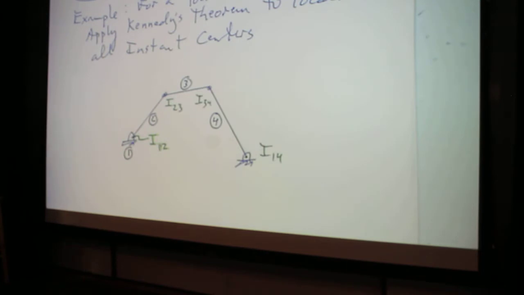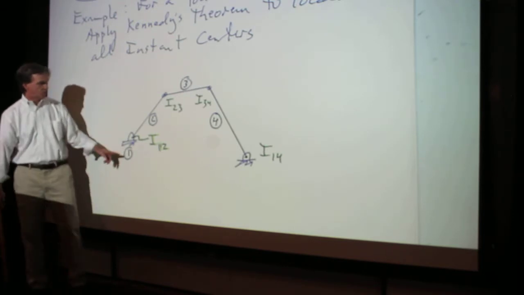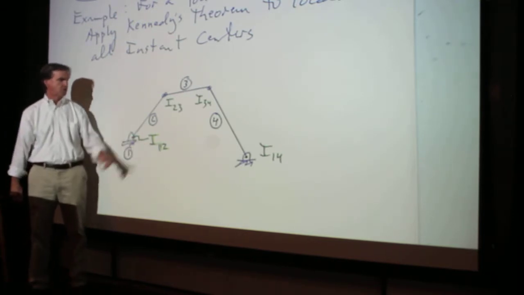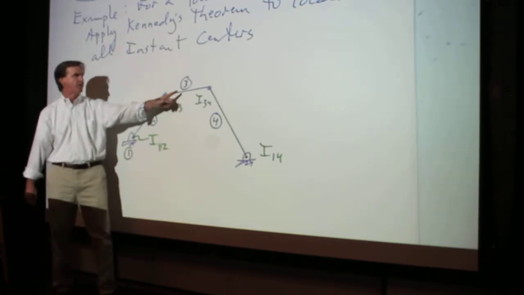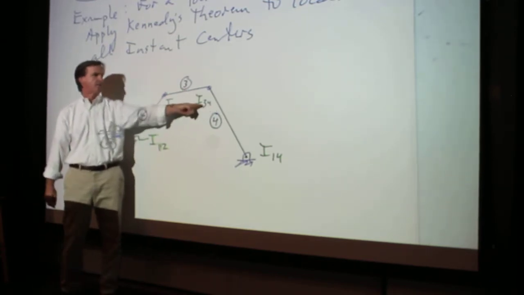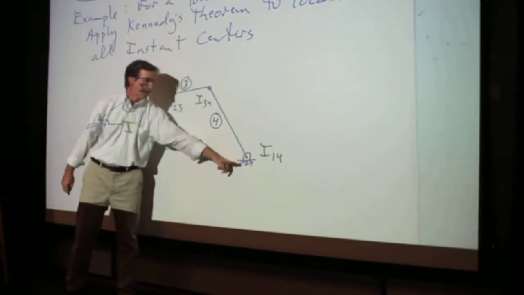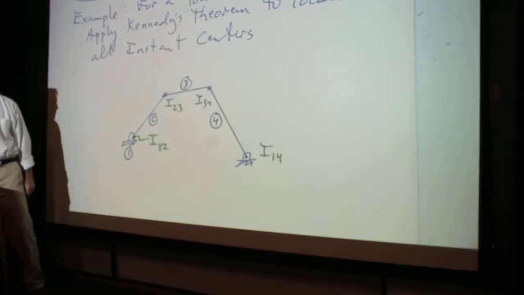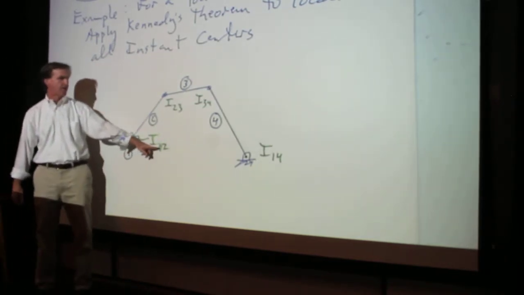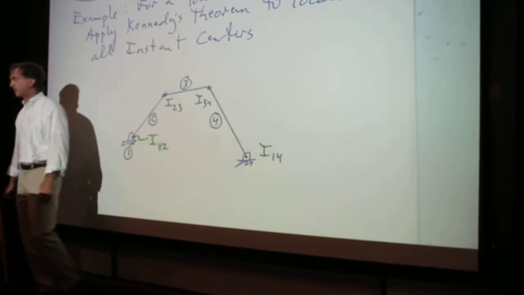So let me pause there and let that sink in. The joint of 1 and 2 is I12. The joint of 2 and 3 is I23. The joint of 3 and 4 is I34. And the joint of 4 to the ground is I14. And notice how in the subscripts, I write the smaller number first.